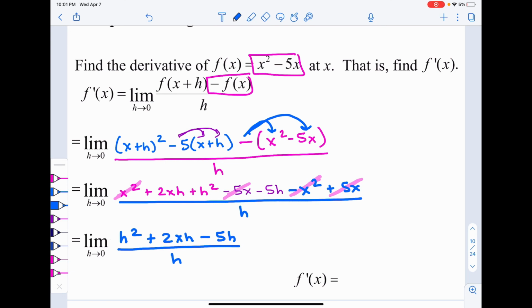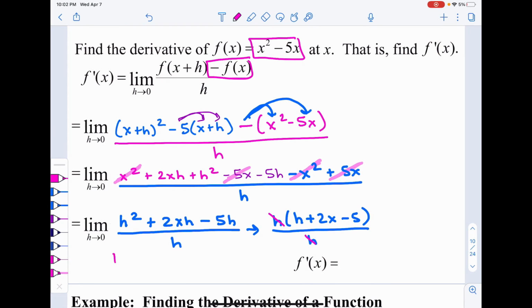Just gotta simplify that down, right? Look at the top. They all have an h in common, so I can factor out an h. If I factor out that h, I'm left with h plus 2x minus 5, divided by h, which means that I can cancel out h and h. So we're still doing the limit. We are up to the limit as h approaches 0 of h plus 2x minus 5. And if I plug in a 0 for h, all I'm left with is 2x minus 5.